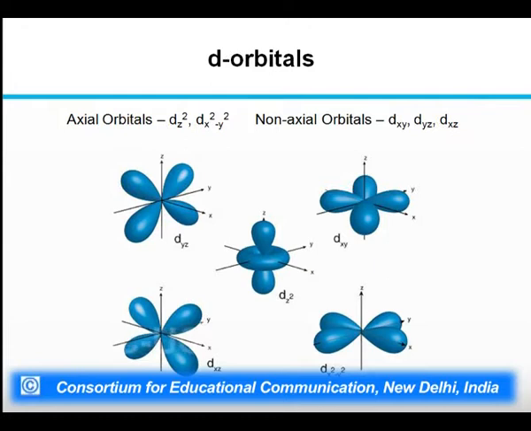Similarly, the dx square minus y square orbital has electron density along the x direction and the y direction. Therefore, this is also an axial orbital. The dyz orbital has electron density between the y-axis and the z-axis. Therefore, it is called a non-axial orbital. Similarly, dxy and dxz are also non-axial orbitals.